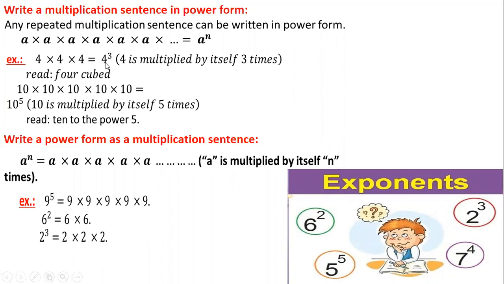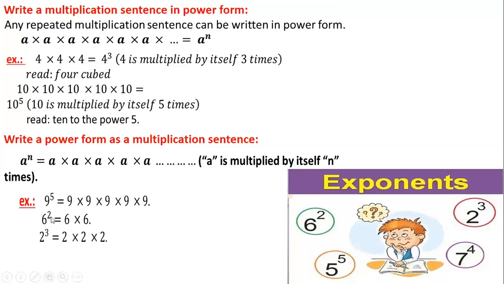We ask, I want to know the base and the exponent. We ask to know the base. What number are we multiplying here? Four. So the base will be four. How many times are we multiplying four by itself? Three. So the exponent will be three. Okay, Leia? Yes. For example, if I gave you 10 times 10 times 10 times 10 times 10, the number repeated is 10, so the base will be 10. How many times is it repeated? Five times, so the exponent will be five. That's it, okay?